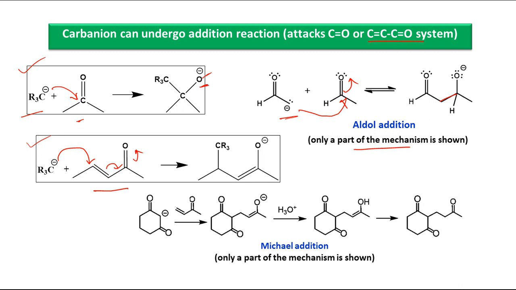Michael addition, another important reaction. Here also only a part of the mechanism. So this is the negative charge carbanion, it is attacking. This is the 1,4 addition. Now the double bond will be shifted, negative charge over oxygen. If it takes a proton from H3O plus, now we have this type of enol system, and then after keto-enol tautomerism, the final molecule is this one.